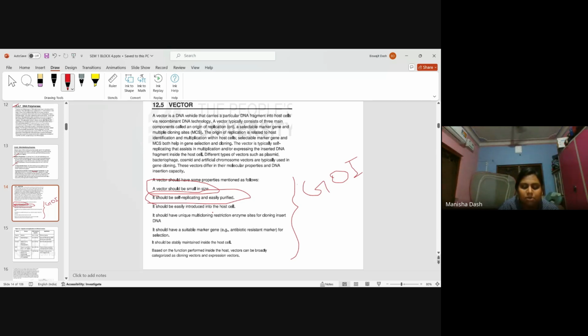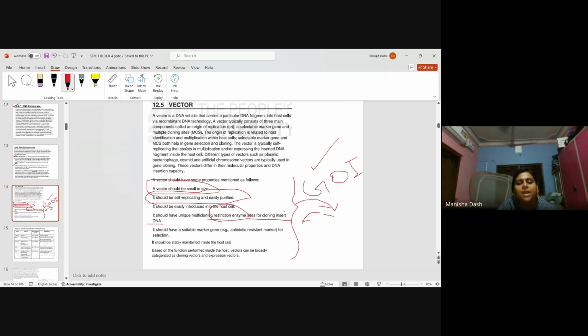So we should be able to differentiate it from the chromosomal DNA easily. Then it should be easily introduced to the host cell. The host cell, which will actually take the gene of your interest, must be able to accept this vector. So it should have unique multi-cloning restriction enzyme sites for cloning insert DNA. So this vector must consist of specific sites where you can actually put your gene of interest. Those sites will be nothing but your restriction enzyme sites, where the restriction enzyme can go and cut and take out the part of the vector DNA, and in place of the vector DNA it can insert your gene of interest.